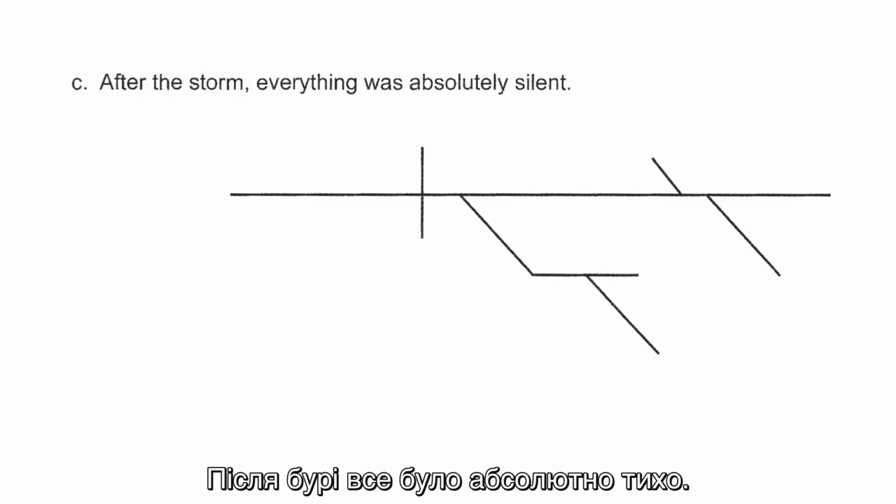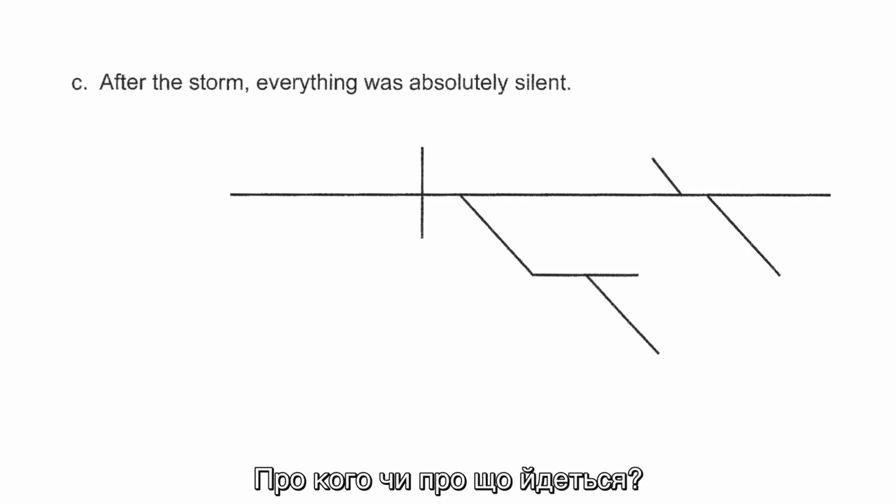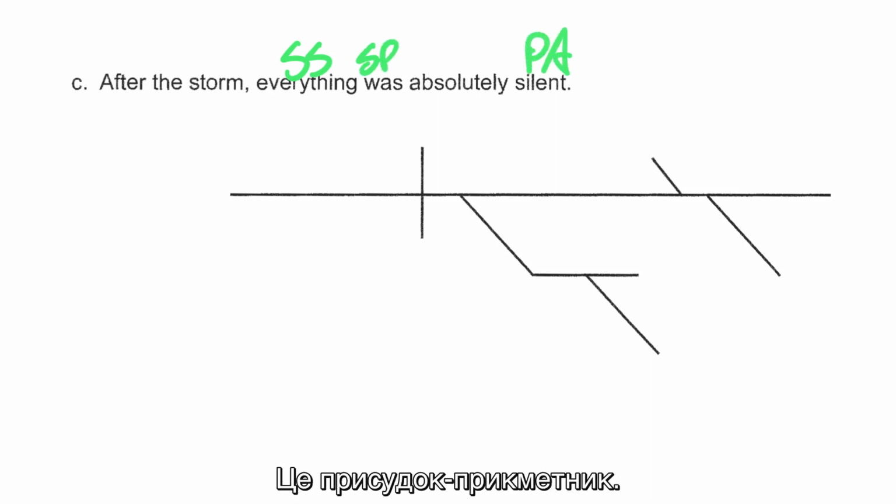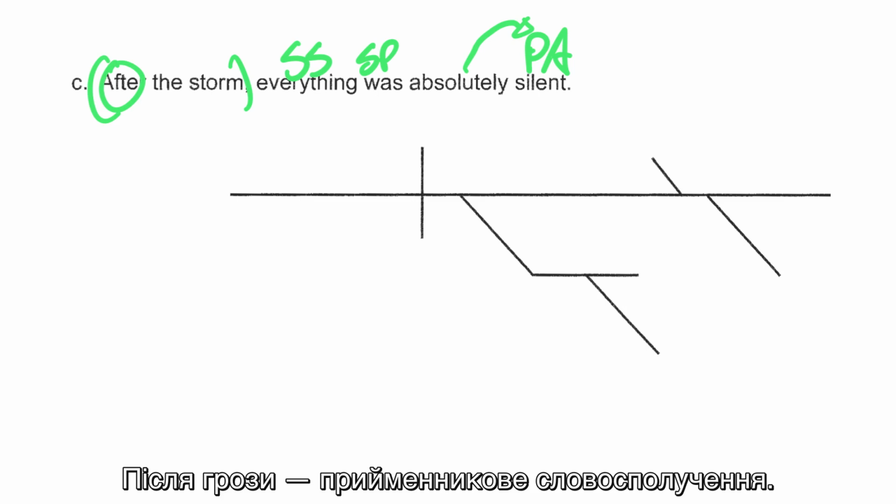After the storm, everything was absolutely silent. Who or what is this about? It's about everything. What did everything do? It existed as. Existed as what? Silent. That's a predicate adjective. How silent? Absolutely silent. After the storm is a prepositional phrase.